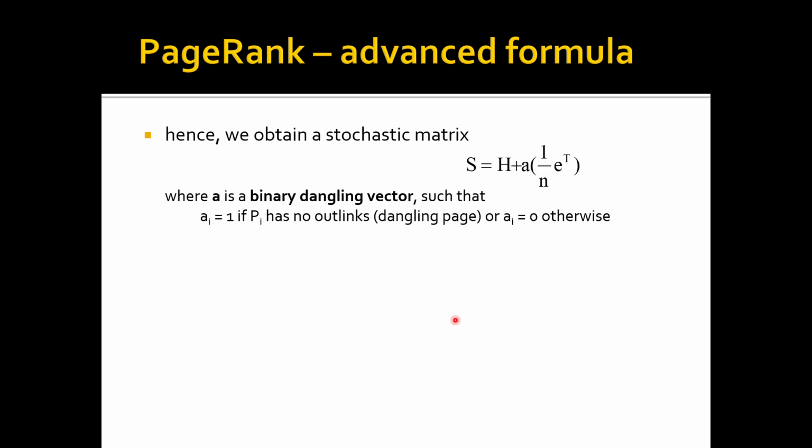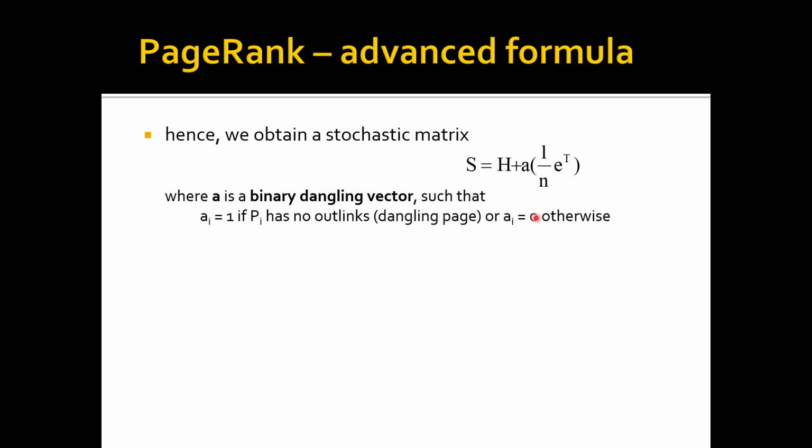And that's how we obtain the stochastic matrix. Here is the formula, how we obtain the new matrix. So we start with the H, which is the original matrix. And then we add to this matrix another matrix that we get by multiplying two vectors. A is a vector called the so-called binary dangling vector, and it's a vector where it has 1 at the position of a page Pi that has no outlinks. So in our case, that was just one node, and otherwise other positions are 0.